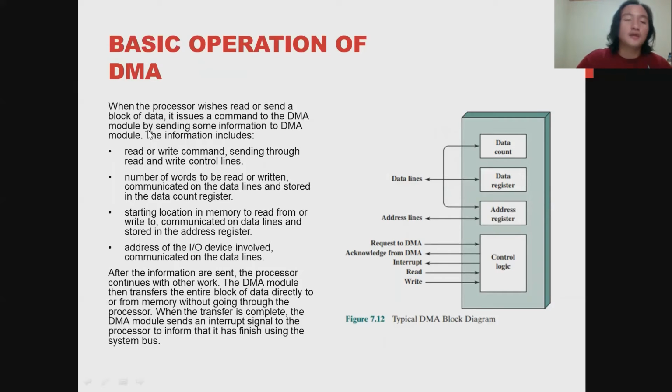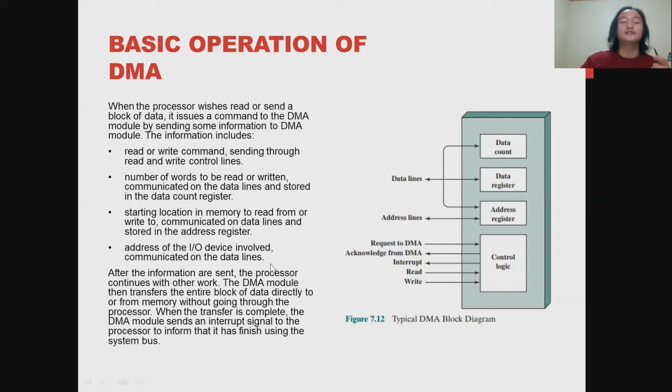Basic operation of DMA. When the processor wishes to read or write a block of data, it issues a command to the DMA module by sending some information to it. The information includes the read or write command, sent through the read and write control lines; the number of words to be read or written, communicated on the data lines and stored in the data count register; the starting location in memory to read from or write to, communicated on the data lines and stored in the address register; and the address of the input-output device involved, communicated on the data lines.